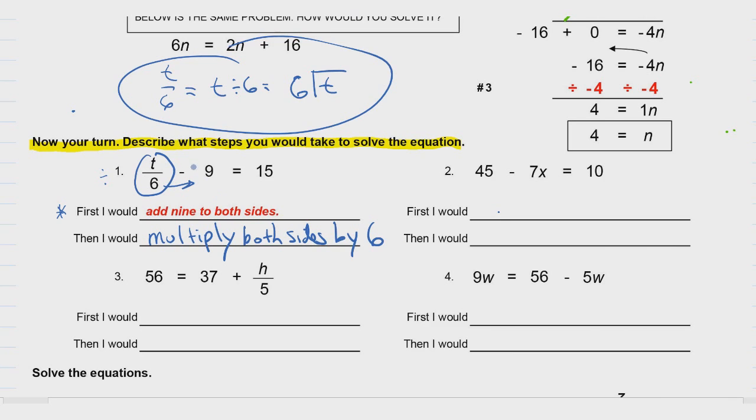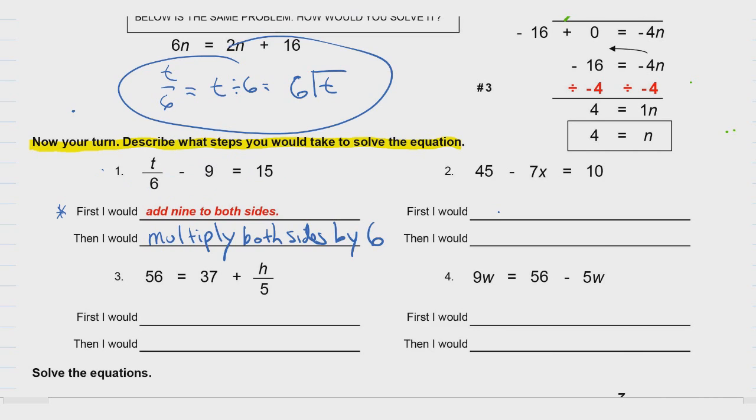So first you would add the 9 to send it to the other side, and then you would multiply both sides by 6. Some of you might be saying to yourself right now, why don't I multiply by 6 first? If you do that first, you're going to have to multiply everything on this side by 6. That means you're going to have to multiply this 9 by 6, which makes the number a lot bigger, and it gives you more work to do. So usually you should move the addition or the subtraction first before you start multiplying and dividing.